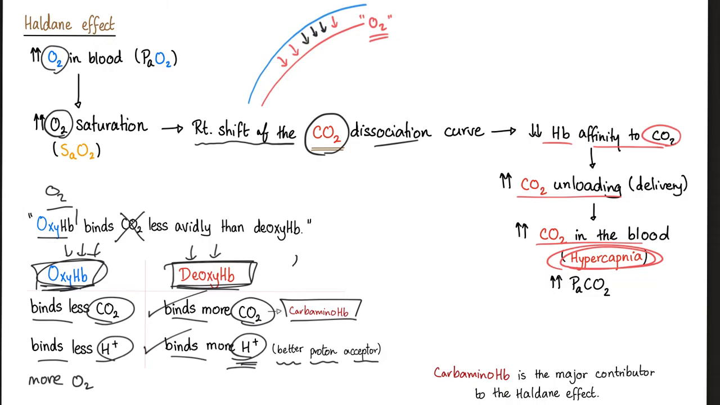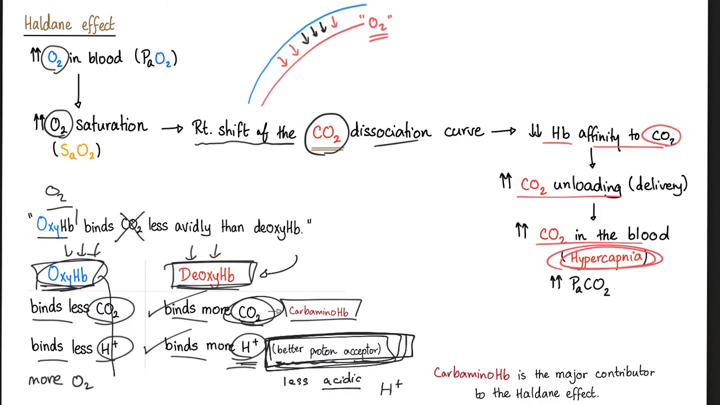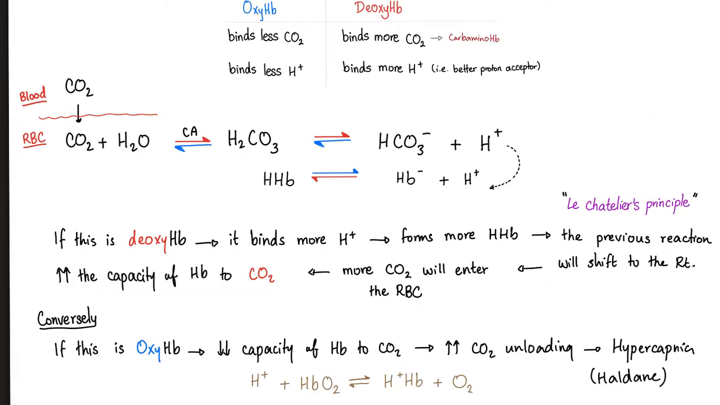In other words, the CO2 makes the hemoglobin less acidic because if you remember chemistry, what is an acid? An acid is something that donates protons. What is a base? A base is something that accepts protons. If you accept protons, you are more alkaline and less acidic. So you can argue that when oxygen binds the hemoglobin becomes more acidic, but when carbon dioxide binds the hemoglobin, it becomes less acidic.